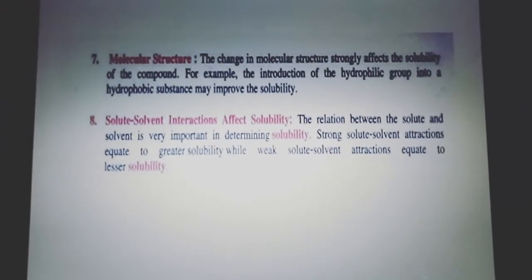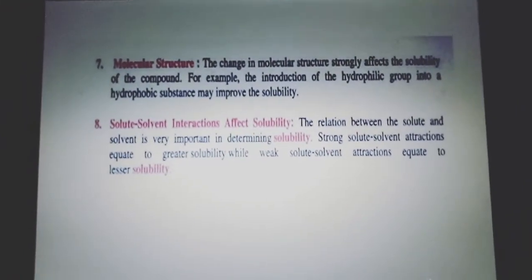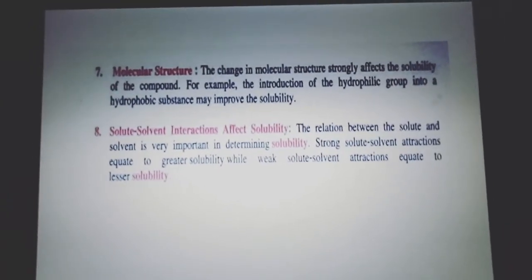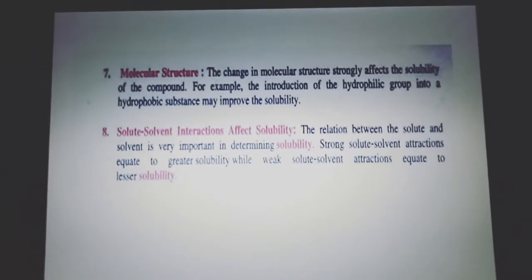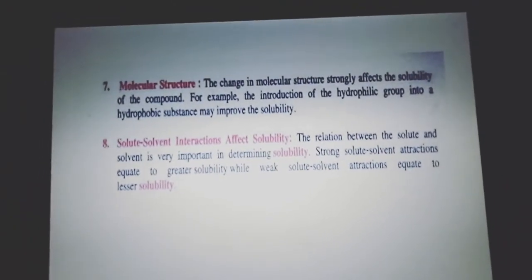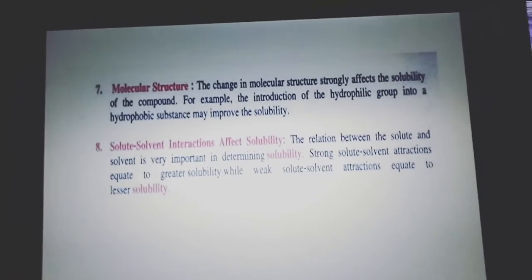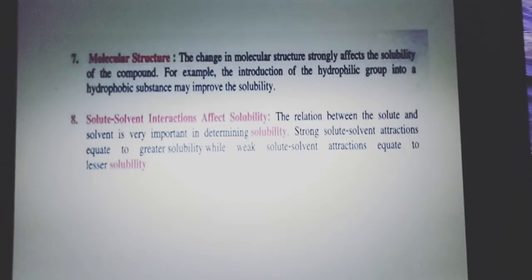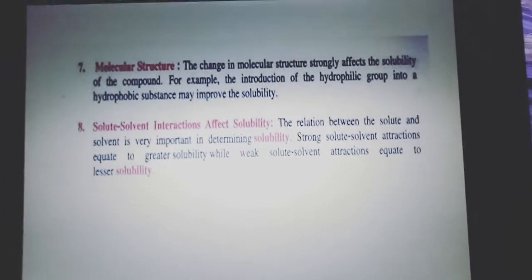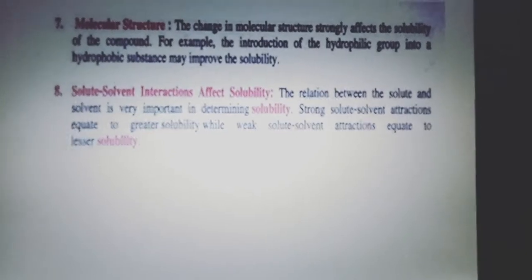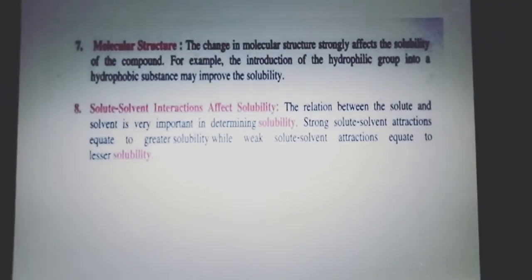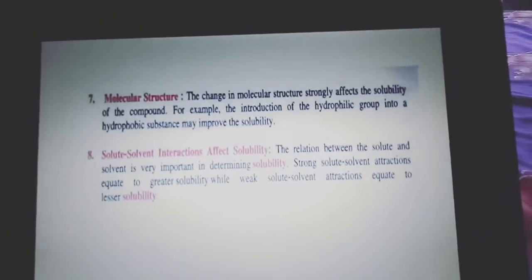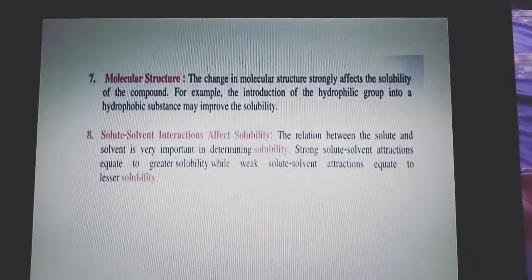Eighth factor is solute-solvent interactions. Solute-solvent interactions affect the solubility. The relationship between solute and solvent is very important in determining the solubility. Strong solute-solvent attractions equate to greater solubility, while weak solute-solvent attractions equate to lesser solubility. It means the stronger the attraction between solute and solvent, the greater the solubility. The weaker the attraction between the solute and solvent, the lesser the solubility. So students, these are the 8 factors which influence the solubility.